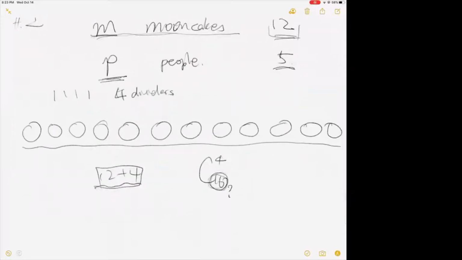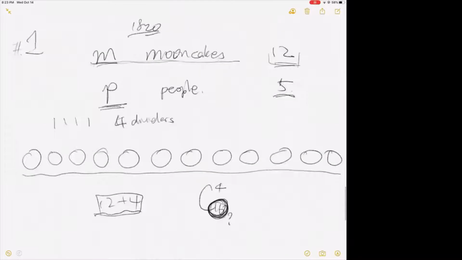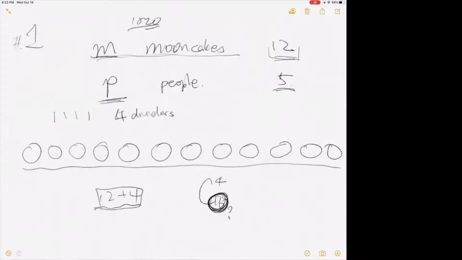Wait, I think I got something wrong. Well, what did you get wrong? I need people to explain why it's 16. Okay. The first time was 11. Then this time was 16. Why? I need someone to explain this to me.